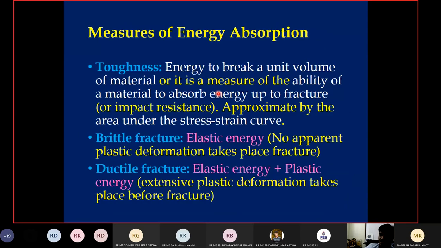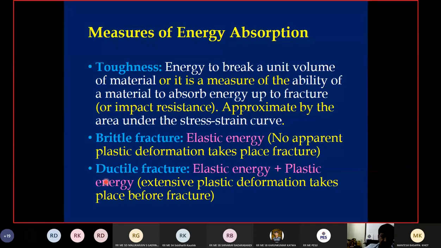So that's what is given here: the toughness, the energy to break a unit volume of material, or a measure of the ability of a material to absorb energy up to fracture, or impact resistance. Now when it comes to brittle failure, there is elastic energy and no apparent plastic deformation during the fracture, while in ductile fracture, elastic energy plus plastic energy are going to be there. So this you can easily relate for two types of material.